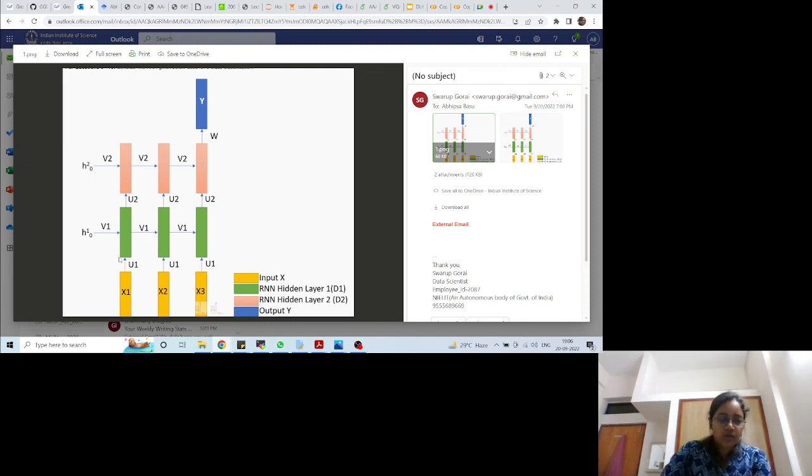What I was asking for is, suppose you have a hidden state anywhere, some Hi in the first layer, so there will be a superscript of 1. What will be its value? Its value will be tanh of U1 into xi, because you are at the ith time step, plus h of i minus 1 with a superscript of 1, into V1. Now, can you please write it?